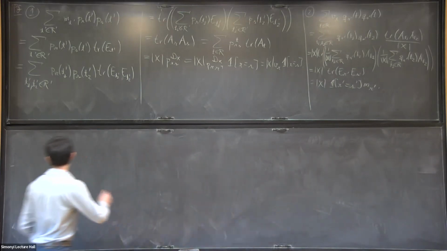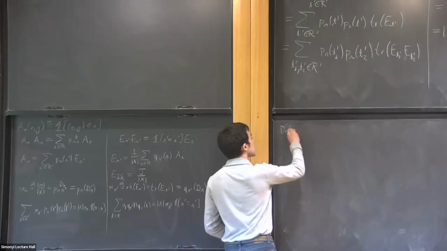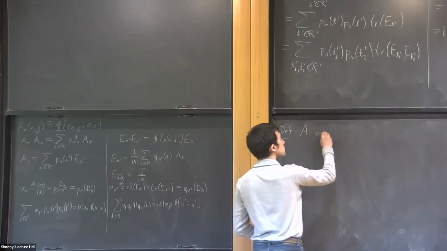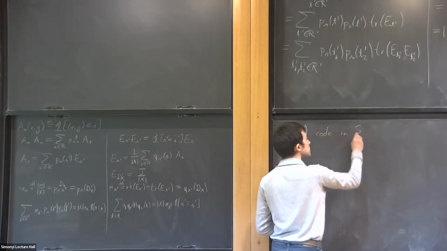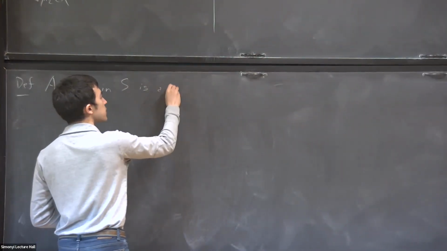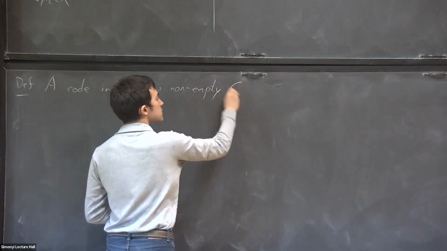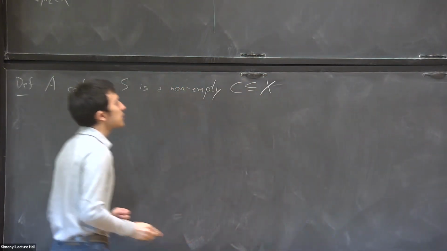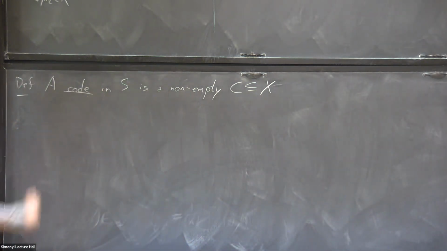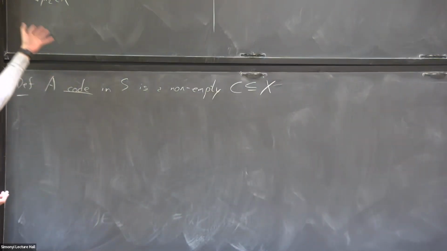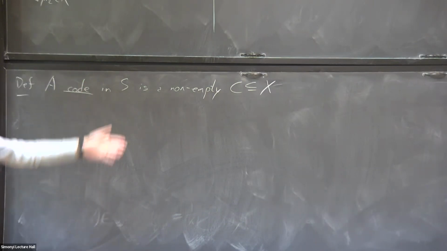Just gonna say that the code in S is a non-empty subset C of the container X. Okay, so this seems sort of silly because it's just a subset of X. Why are the relations even relevant for me? I have some weird structure over X, and the code has nothing to do with it.